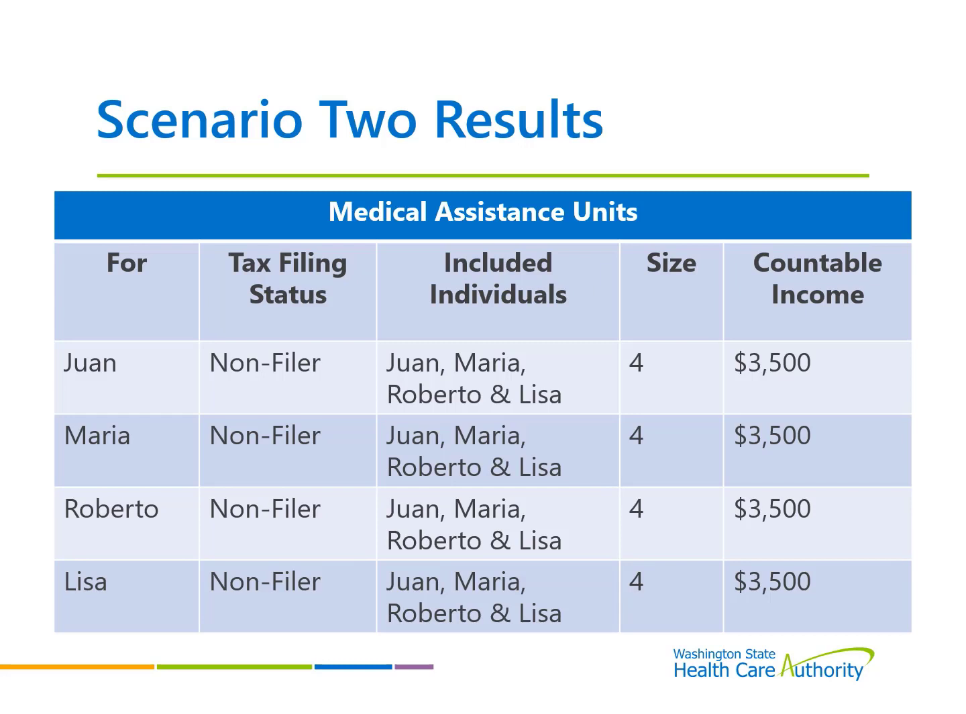Here are the results for scenario 2. As you can see in this table, the entire family is included in each medical assistance unit. Juan and Maria are not eligible for Apple Health due to their income, and Roberto and Lisa qualify for Apple Health for kids.